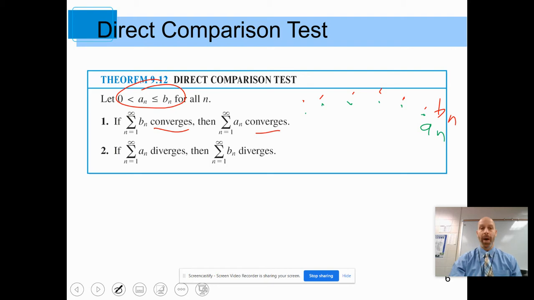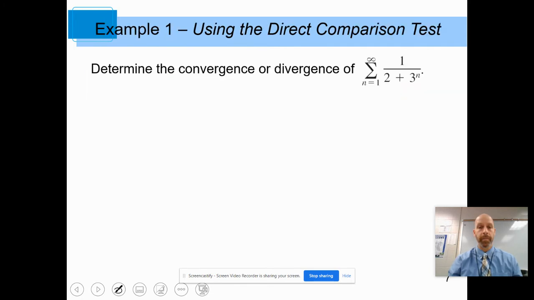Similarly, but in a different way, if the bottom series, the a sub n series, diverges, then the b sub n series is going to diverge. So if the bottom series goes off to infinity, and we know all the terms in b sub n are greater than it, then it also has to diverge.